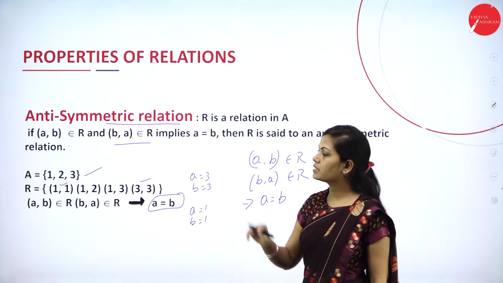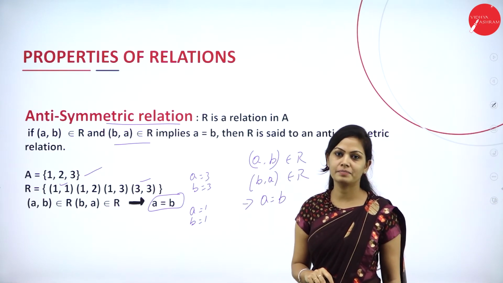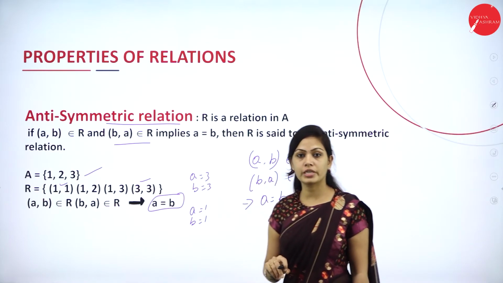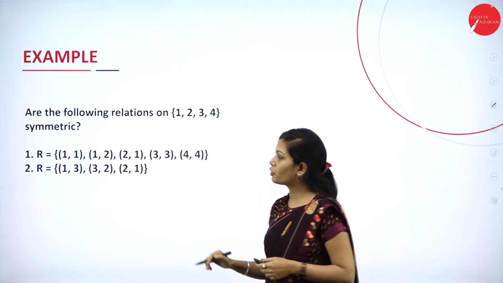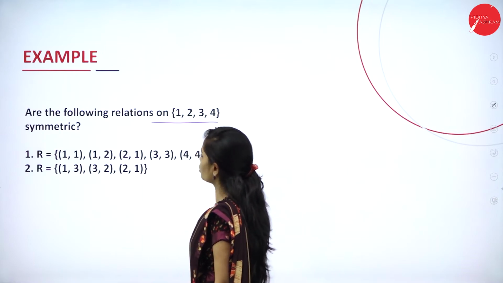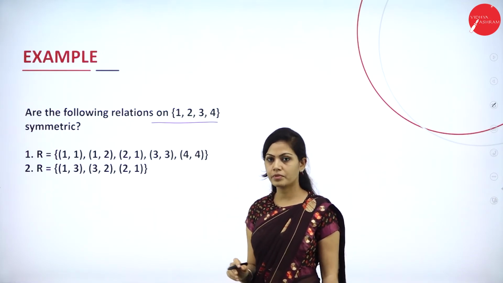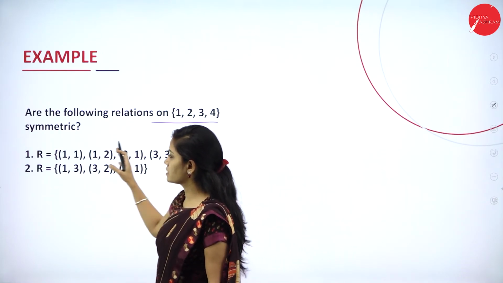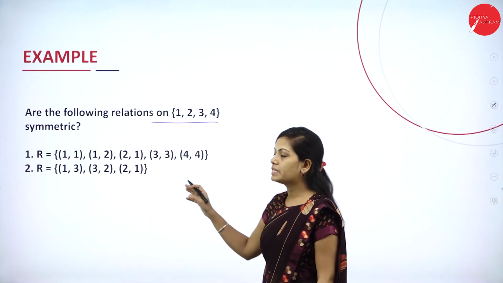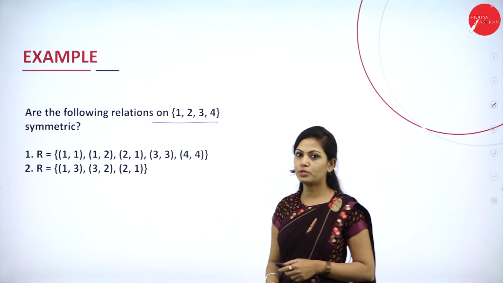Then we can call it an antisymmetric relation. So this is about antisymmetric relation. And the next example problem: are the following relations on {1, 2, 3, 4} symmetric? Here you have to check whether this is symmetric or not. Please practice this problem. This is an assignment question for you.